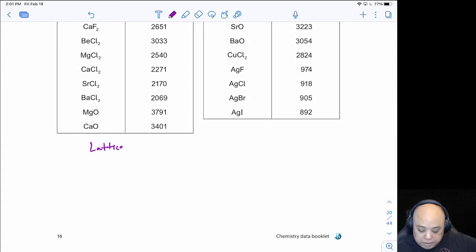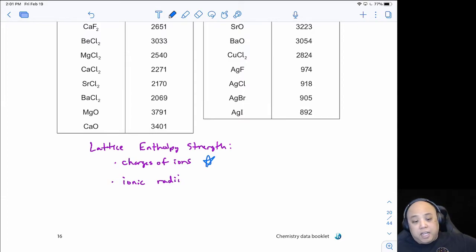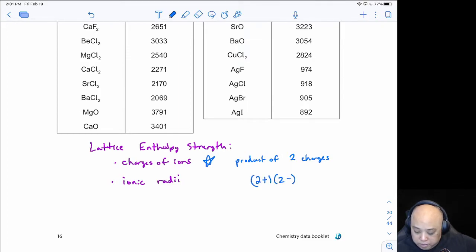And you can see that there are a couple of factors that determine your lattice enthalpy strength. One, the charges of the ions. And two, the ionic radii. Okay? Now, the charges of the ions is priority, and the way you measure it is you do the product of the two charges. So, if it's 2 positive and 2 negative, that's better than 3 positive and 1 negative.